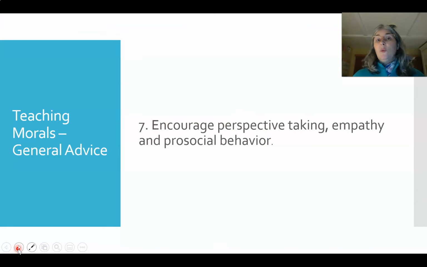Number 7, you want to encourage your students to engage in what we call perspective taking. And what I mean by that is putting themselves in someone else's shoes. So what does it feel like to be that person? It gets them to see things from a different point of view. It helps to develop empathy. And this also can connect to pro-social behavior.